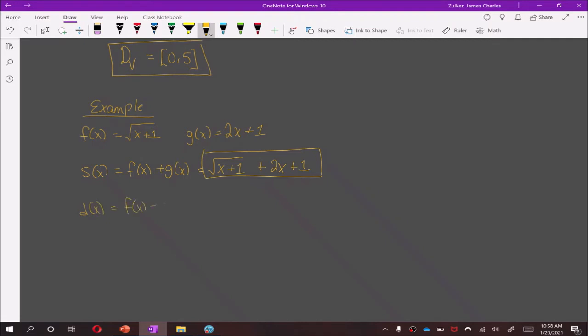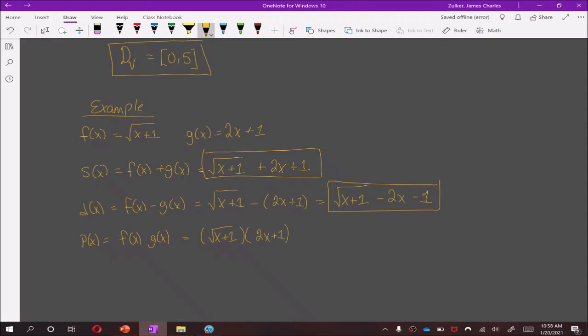Difference: f of x minus g of x, square root of x plus 1 minus the quantity 2x plus 1. So we get the square root of x plus 1 minus 2x minus 1. The product is f of x times g of x, so square root of x plus 1 times 2x plus 1. We can distribute through, and we get 2x times the square root of x plus 1 plus the square root of x plus 1.